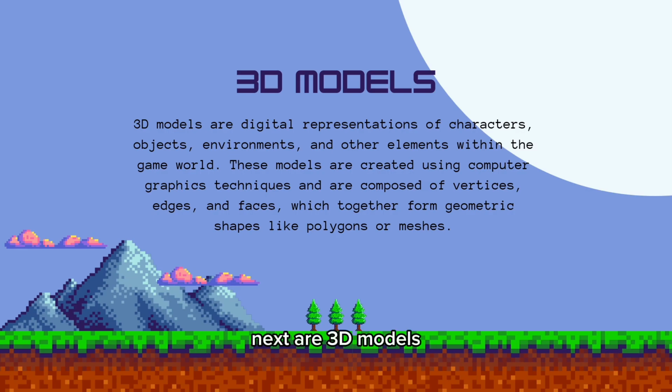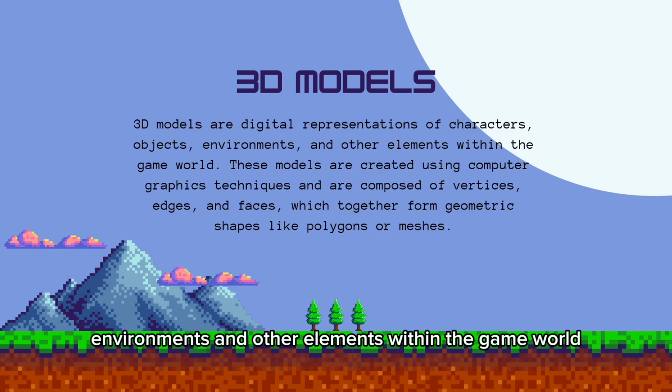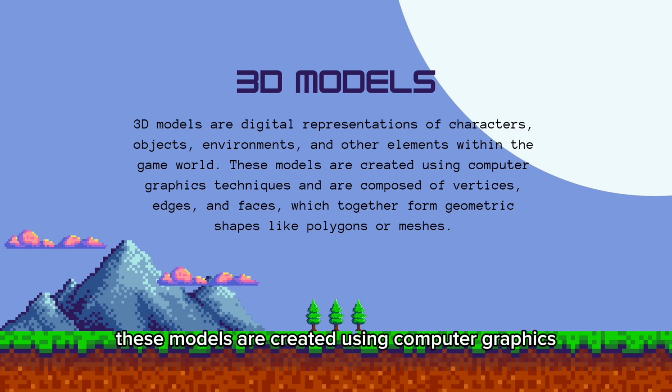Next are 3D models. 3D models are digital representations of characters, objects, environments, and other elements within the game world. These models are created using computer graphics techniques and are composed of vertices, edges, and faces, which together form geometric shapes like polygons or meshes.